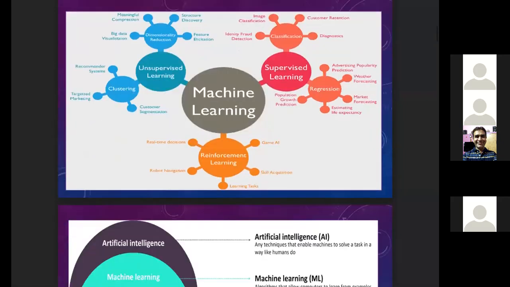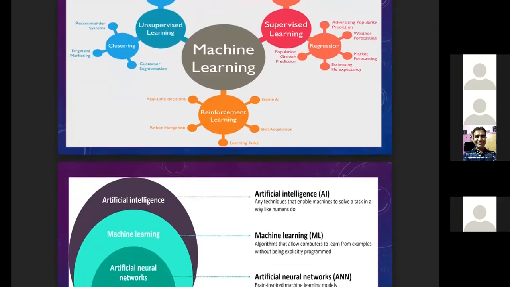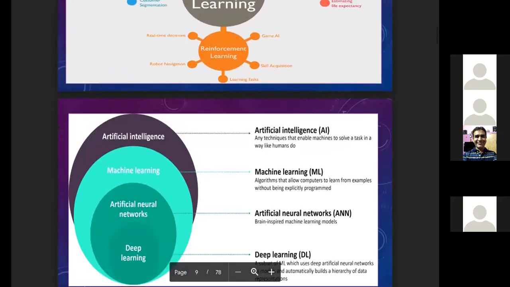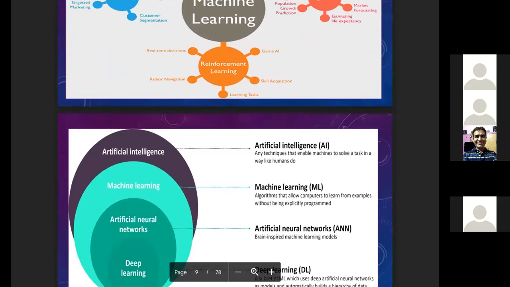Then we have the last part, that is reinforced learning. Reinforced learning is also a type of supervised learning in which we are forcing the machine to directionalize or channelize itself to the desired outcome. If it is not in the desired outcome state, then we have to train it to reach the desired outcome. Here we have things like real-time decisions, robot navigation, learning tasks, skill acquisition, and game AI. Game AI is based on the moves of the opponent. You must have seen it in your AI examples.